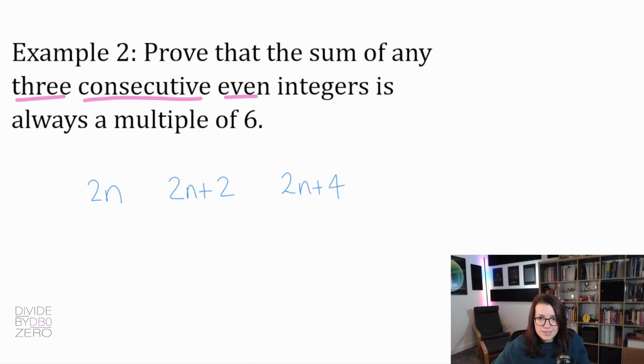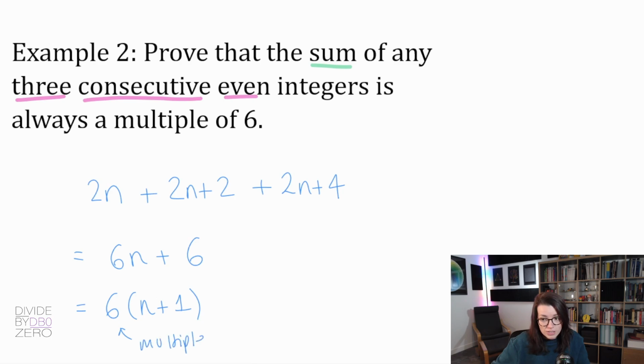Again, we've got that word sum, meaning we want to add them all together. Let's do that. And if we do that, we end up with 6n plus 6. If you want to show that that is a multiple of 6, all you need to do is factor out the 6. So 6 on the outside and then n plus 1 on the inside. When you factor out that 6, it's then common knowledge that that is a multiple of 6, because 6 times anything is a multiple of 6.